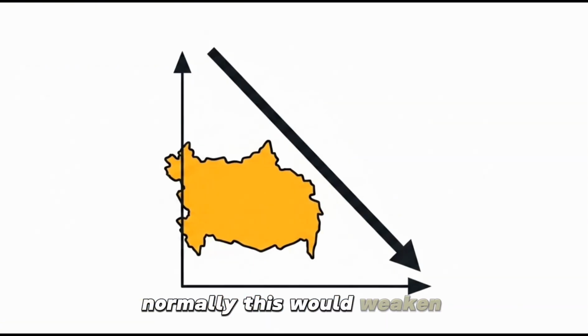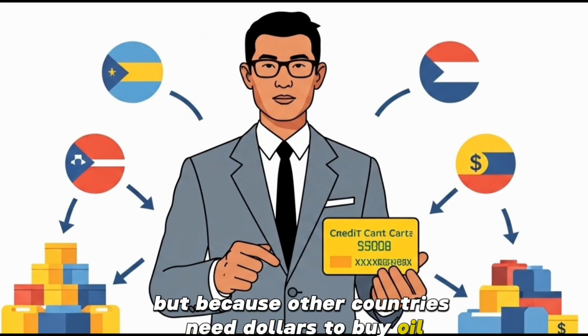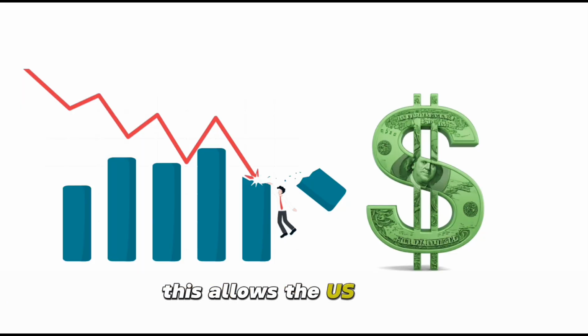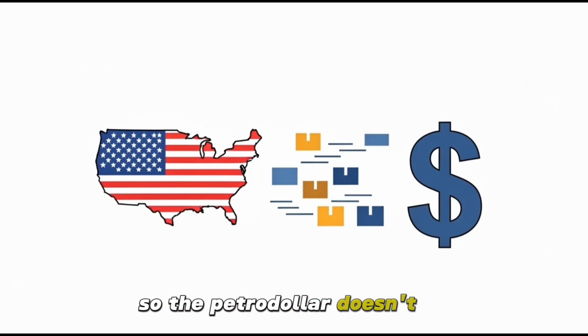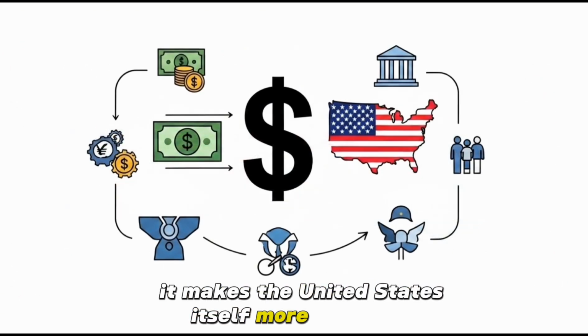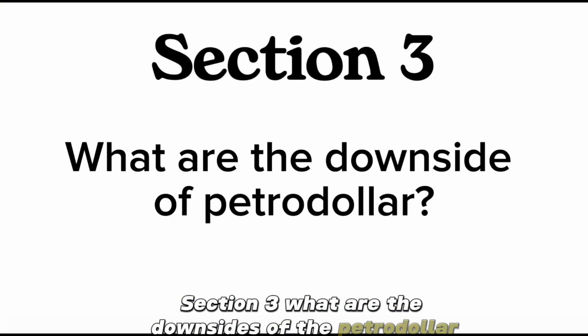Normally, this would weaken a country's currency, but because other countries need dollars to buy oil, they're willing to accept dollars in exchange for their goods. This allows the US to keep importing without its currency collapsing. So the petrodollar doesn't just make the US dollar powerful, it makes the United States itself more powerful economically, politically, and militarily.